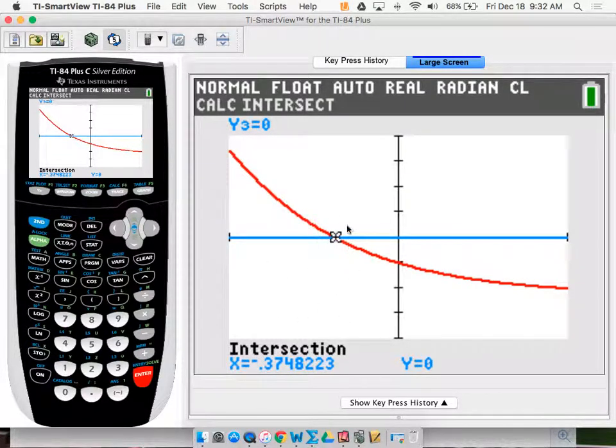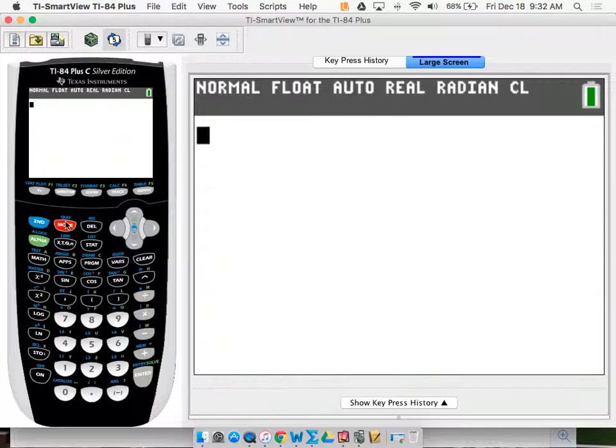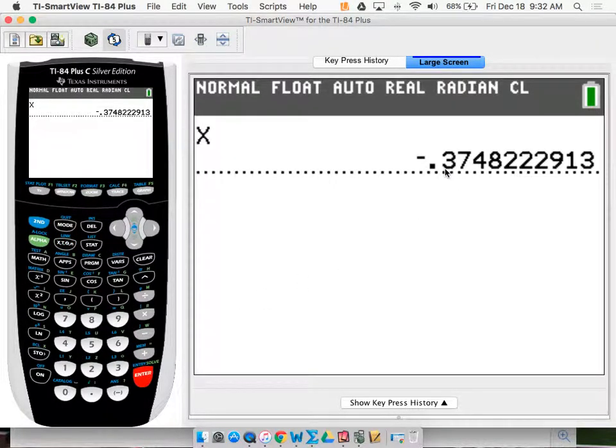So what I want to do is store that into my calculator. You're going to go to the home menu, so hit second, quit. And what you're going to do is hit X. All right. So you're going to hit the X variable, and then you're going to hit enter, right? What it did is it stored for you your answer that we just found, that intersection, okay?